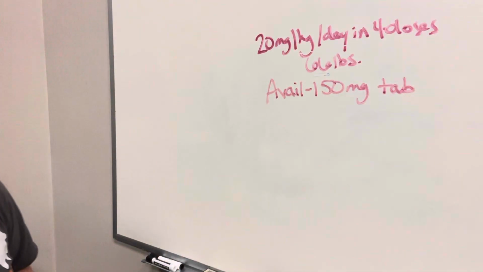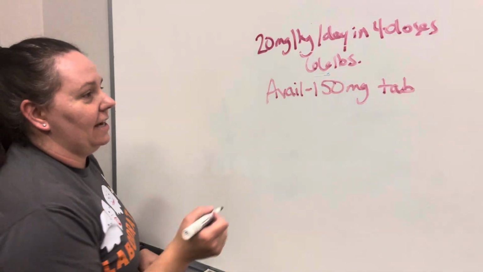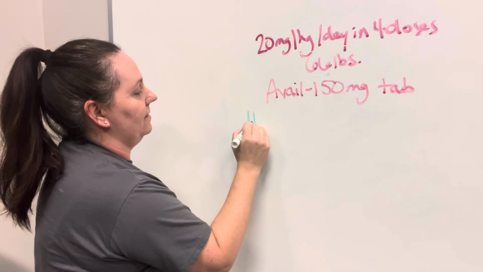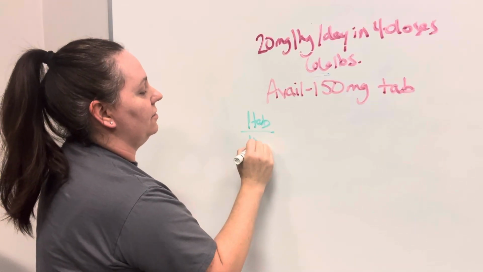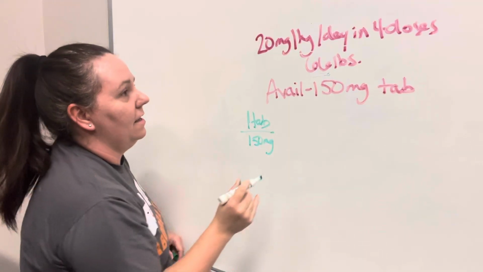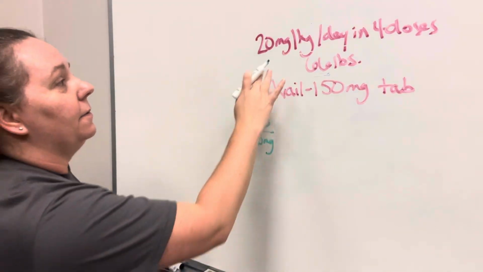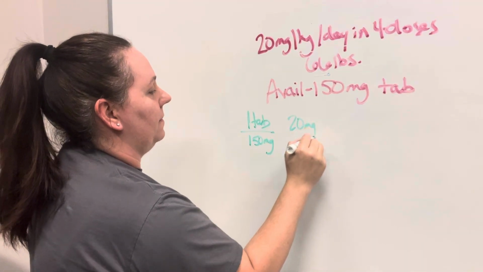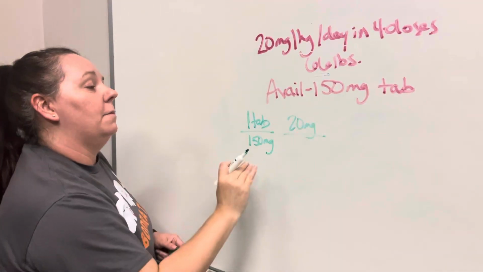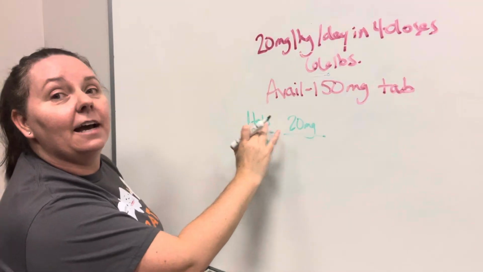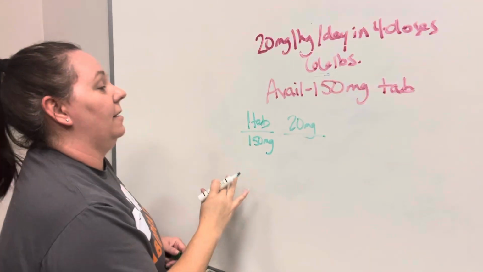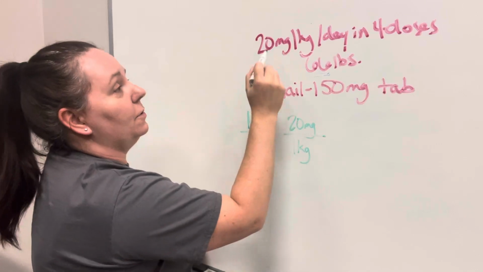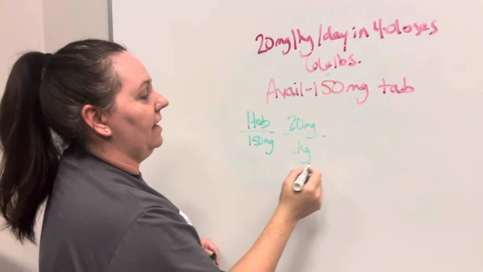So, we're going to start with our tablet because that's our desired unit. So, 1 tab is 150 milligrams. Where else is milligrams? We've got 20 milligrams per kilogram per day. So we'll put our 20 milligrams up here because working across, we've got to cancel out everything except for tab and our dose at the end. So 20 milligrams per 1 kilogram, because it's 20 milligrams per kilogram per day.